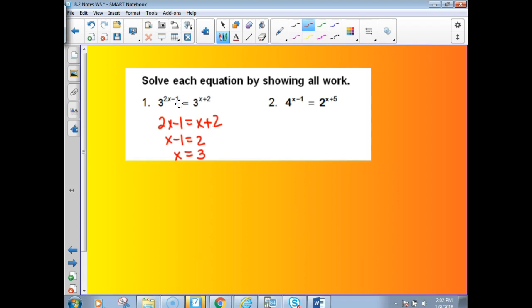You can plug back in if you like to see if you're getting the same answers on both sides. This would give you that 6 minus 1 is 5. 3 to the 5th would be on the left. If you put 3 in here, you'd get 3 to the 5th on the right. So it checks out.